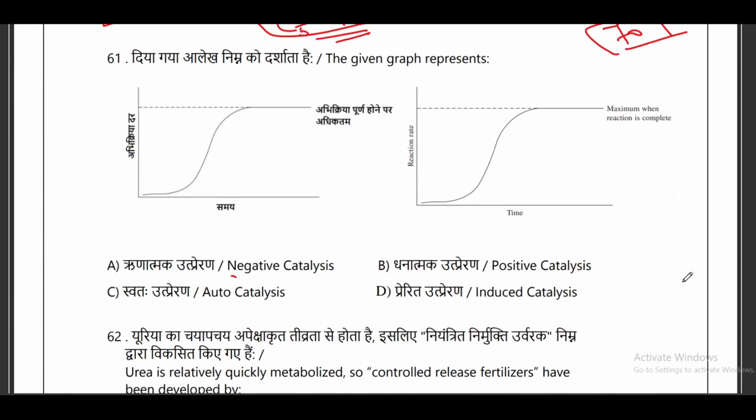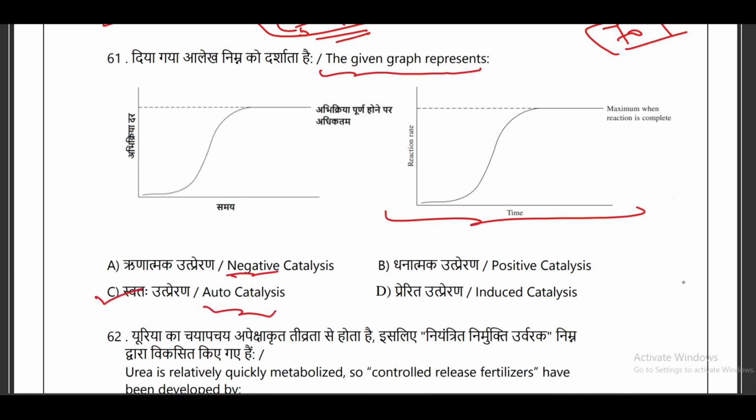In the 61st question, they are providing you a graph, and you have to tell whether it shows negative catalysis, autocatalysis, positive, or induced catalysis. In this question the correct option is C. This graph is of autocatalysis.